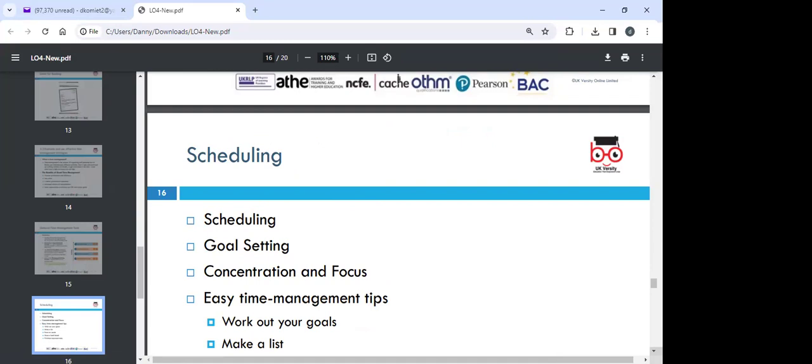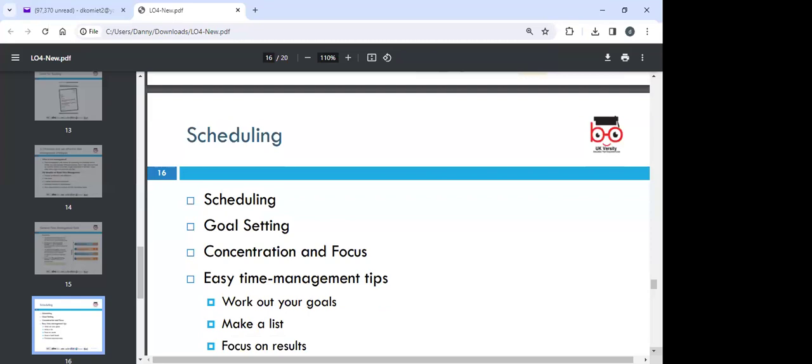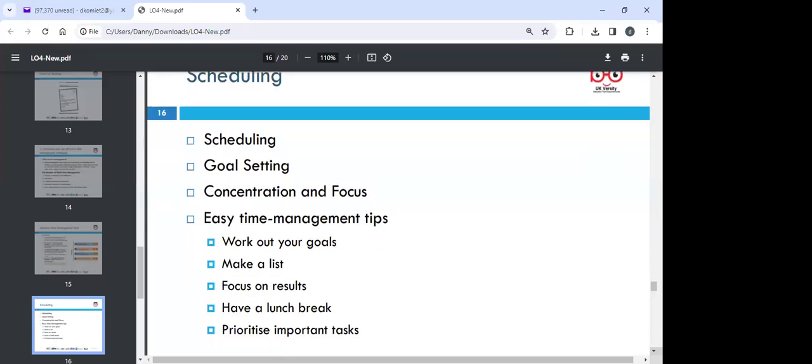Scheduling. You have to schedule. Scheduling, goal getting, concentration and focus. Easy time management tips: work out your goals, make a list, focus on your results, have a lunch break, and prioritize important tasks.